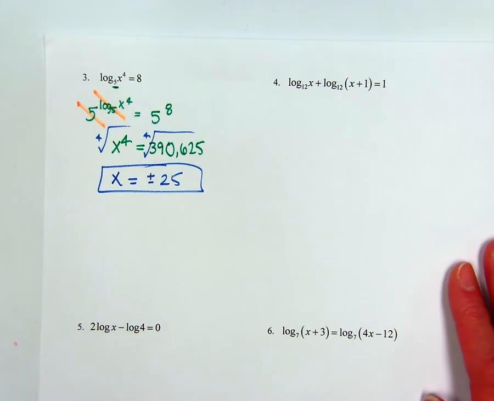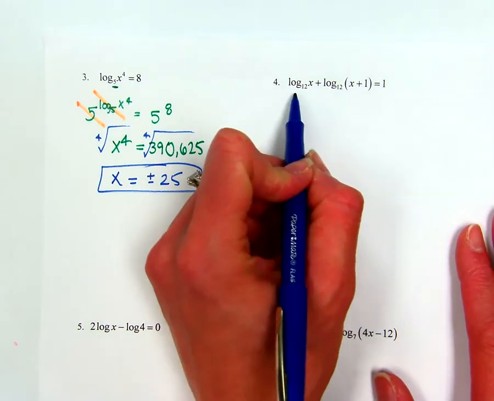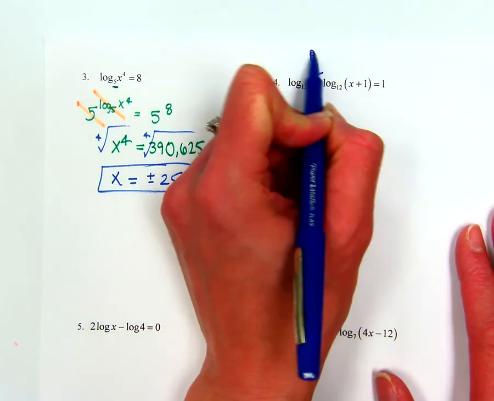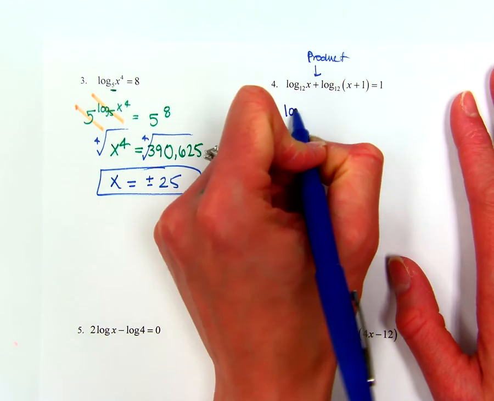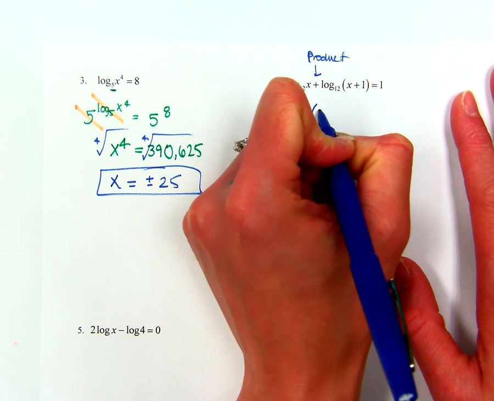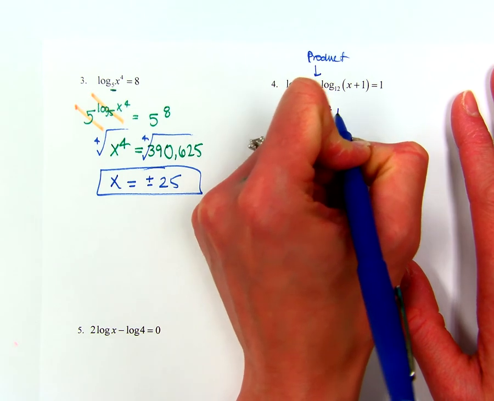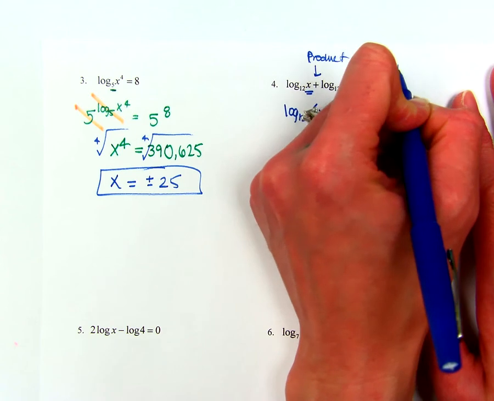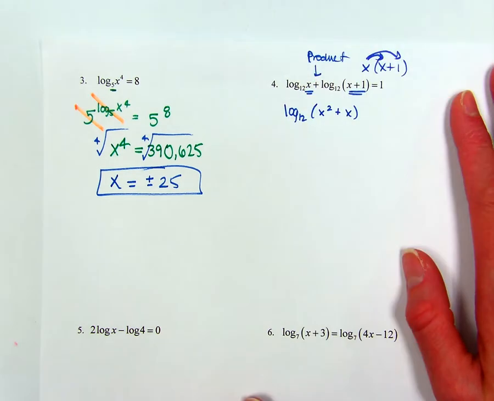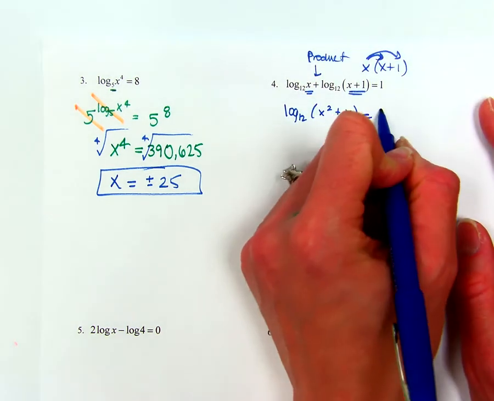Okay. All right, number 4, we have to condense first. So this tells me I'm going to do my product rule because it's addition. So I'm going to do log base 12 of x squared plus x. So that comes from doing x times x plus 1. X squared plus x. And that equals 1.